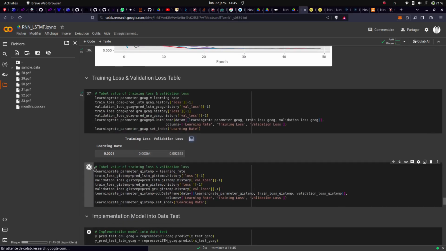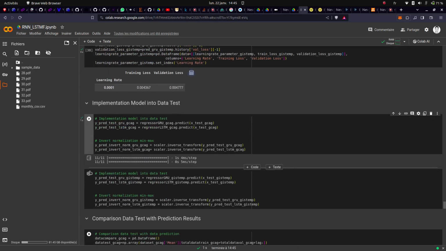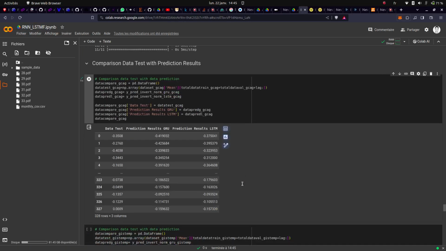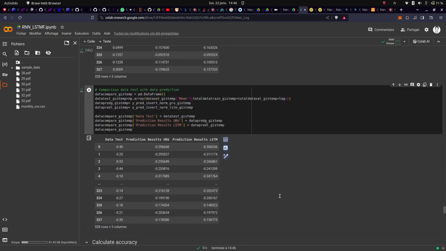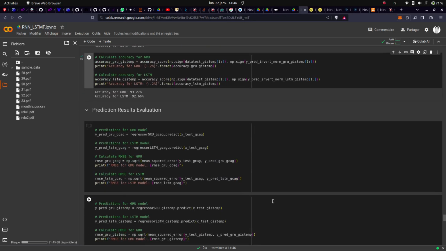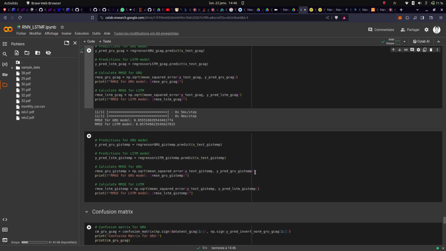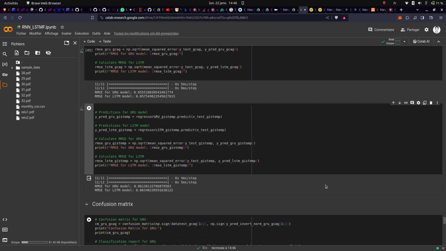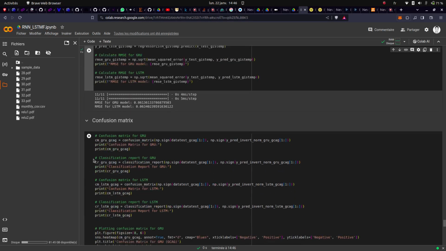Now, let's visualize the training and validation loss curves. These curves provide insights into how well our models are learning from the data. Additionally, we assess the models using confusion matrices and accuracy metrics. This gives us a comprehensive understanding of their performance.